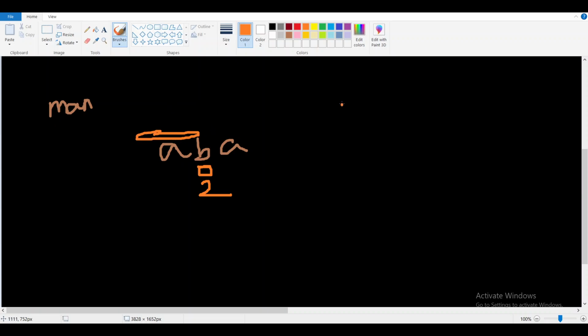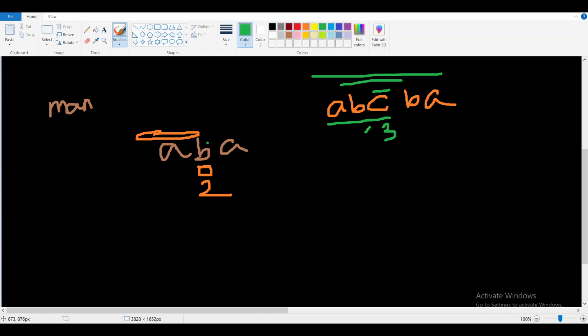Okay, now let's take something like ABCBA. Here there are multiple palindromes, a length 1 palindrome, a length 3 palindrome, a length 5 palindrome, centering at this index, but we have to find the maximum length palindrome centering at this index, which will be 3. So we can say man of the third index is 3. So we are going to find man[i] in order of n.